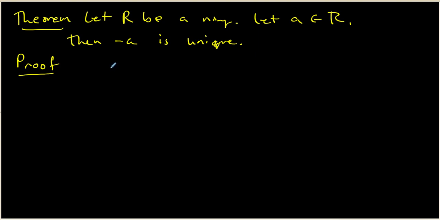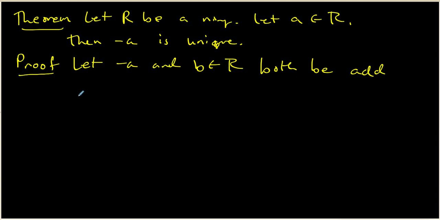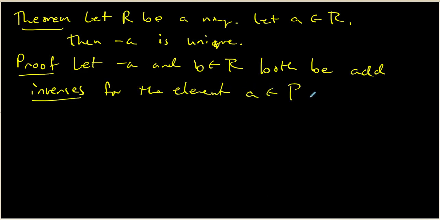So hopefully you stopped the video and you tried to prove this on your own. Well, let's see. This is how the proof is going to work. We're going to let minus A and an element B inside R both be additive inverses for the element A inside R. So what does that say? That says we know the following by the definition of additive inverse.